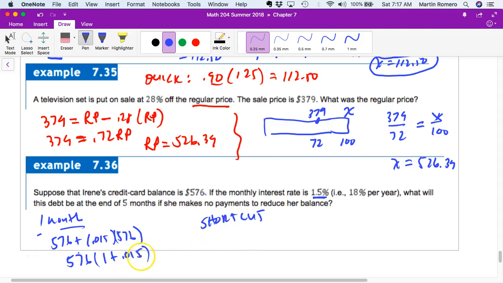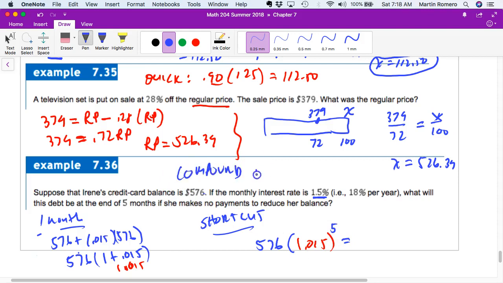Here's the shortcut using that idea I talked about. We know we're increasing at 1.5%, which is 0.015. This is for 1 month, but if we went for 5 months, your answer is going to be 576 times 1.015. This is what you're increasing your debt by every month, 0.015. And then you're not making any payments, so you're just going to increase that percent 5 times. So you would raise it to the 5th power because you're going to do this 5 times. This goes back with the idea of compound interest.